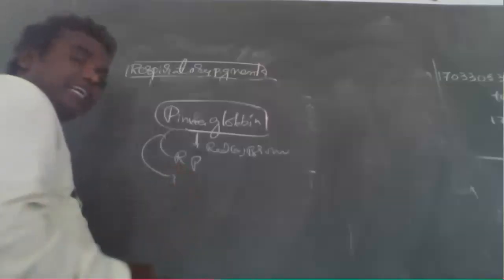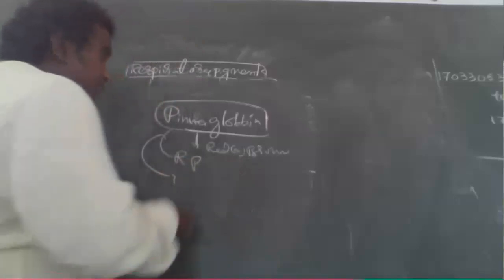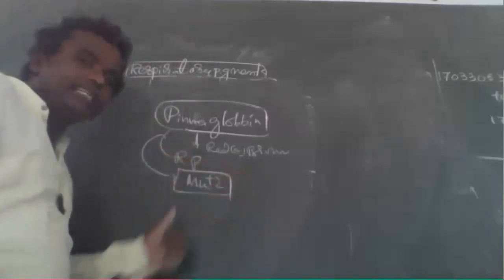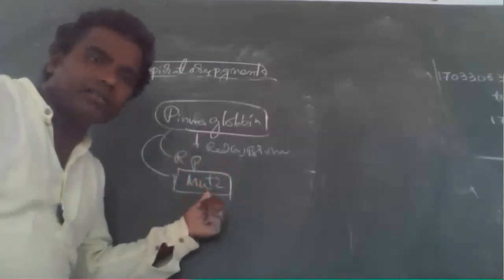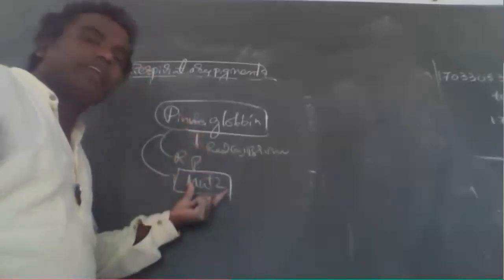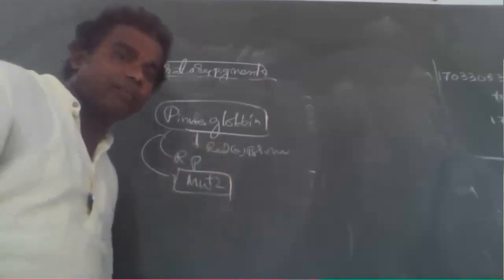Pinnaglobin contains protein and an element also. What element? The element is called what? Already told you, that is manganese. That is very good, excellent. Manganese is present in the pinnaglobin. So very important. So this manganese present is why it is called red or brown color.